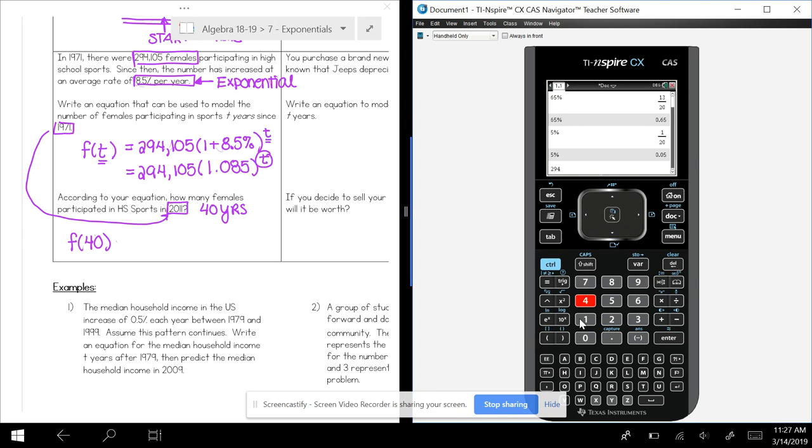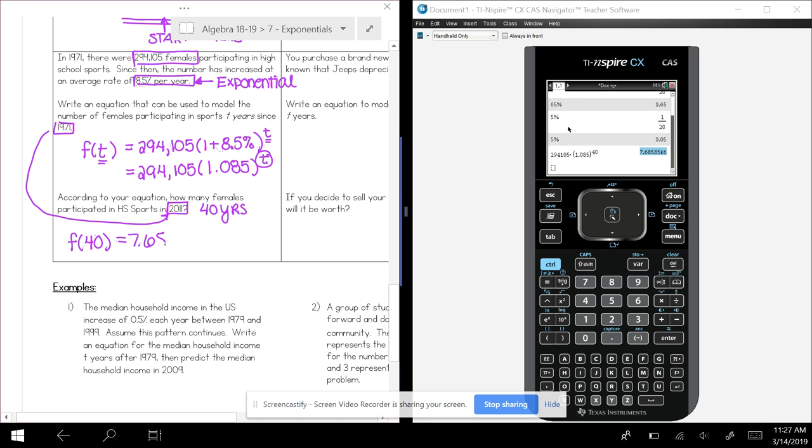Okay. So let's see. You could do this one of two ways. You can either type it in on the calculator right here, or you can type it in on the graph and look at the table. I'm just going to type it in. So 294,105 parentheses 1.085 raised to the 40th power. All right. So, whoa, what the heck happened here? Okay. What does this e to the 6 mean? That means take this decimal and move it 6 places over. It won't usually happen. And it should make sense.